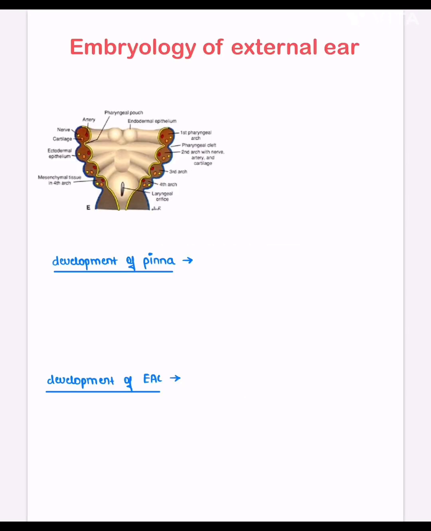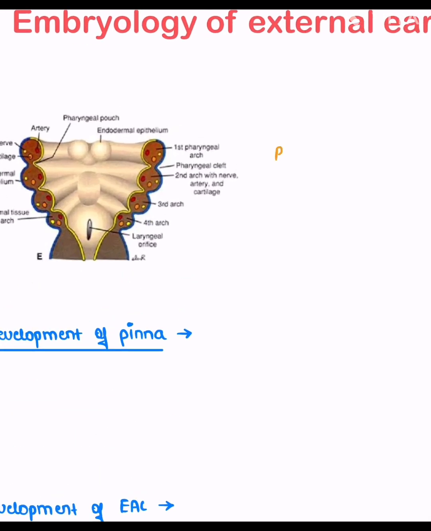For today, the topic of choice is embryology of ear. The ear develops from the pharyngeal arches. There are a total of 6 pharyngeal arches, out of which the fifth pharyngeal arch disappears.